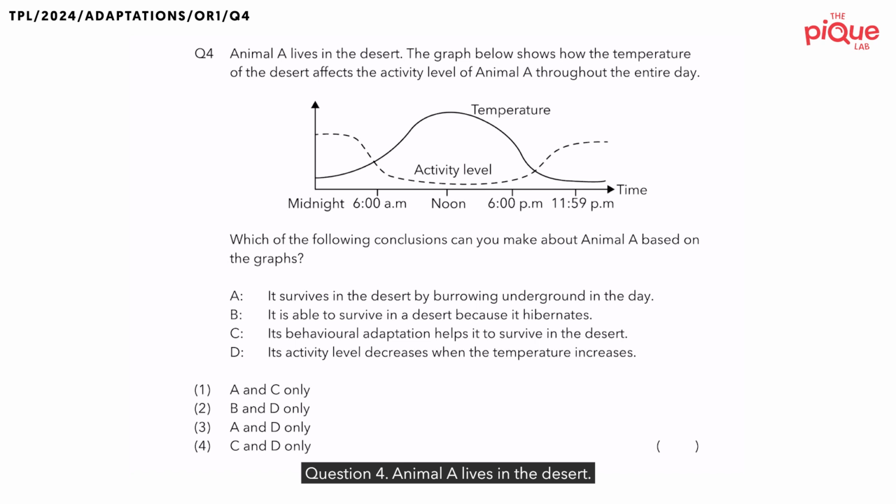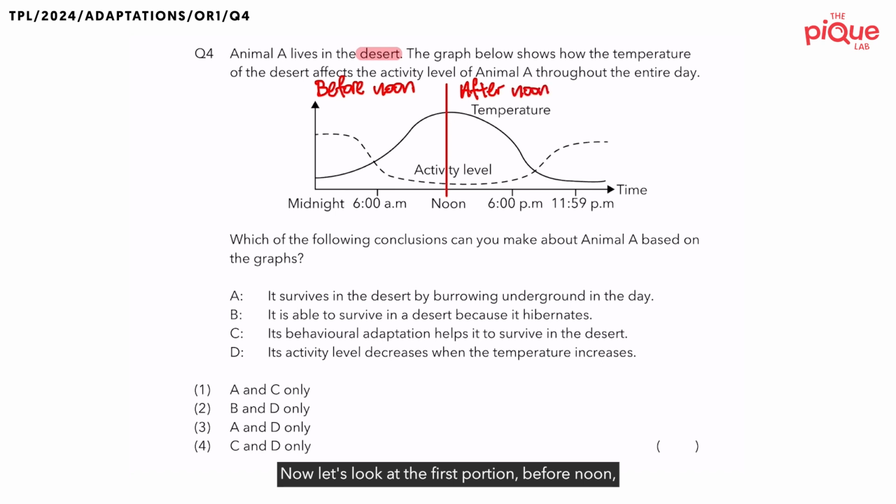Question 4. Animal A lives in the desert. The graph below shows how the temperature of the desert affects the activity level of animal A throughout the entire day. So when we look at this graph, we can divide this graph into two. The first portion will be before noon, and the second portion will be afternoon. Let us look at the first portion before noon, where the time is from midnight to noon.